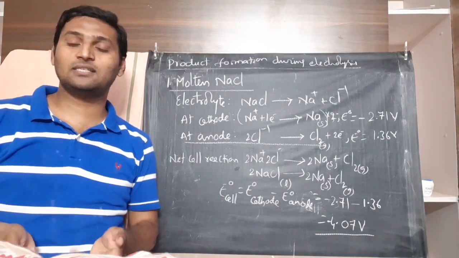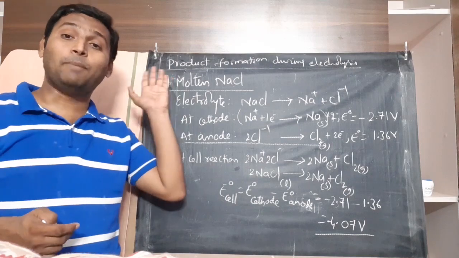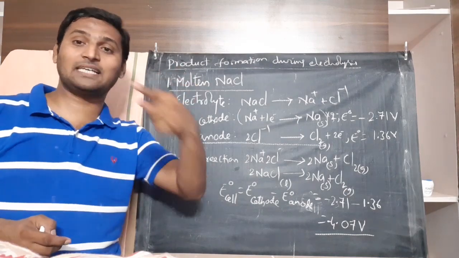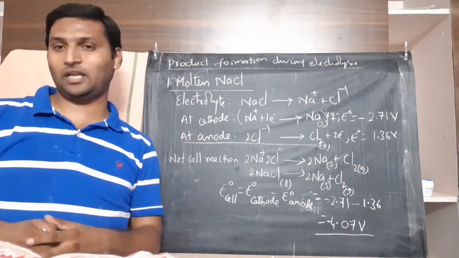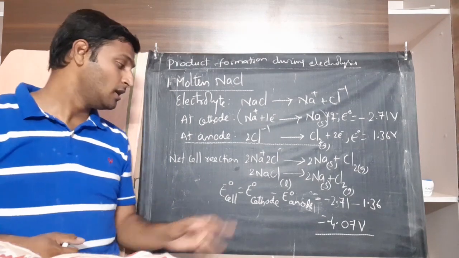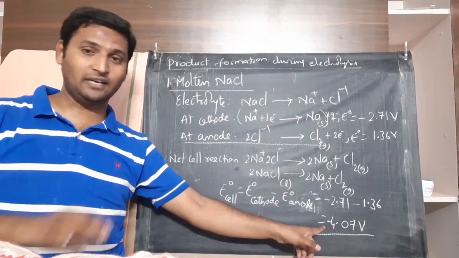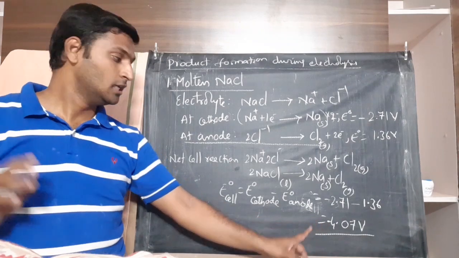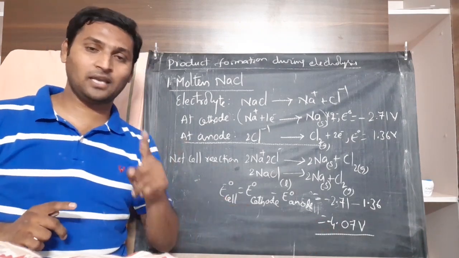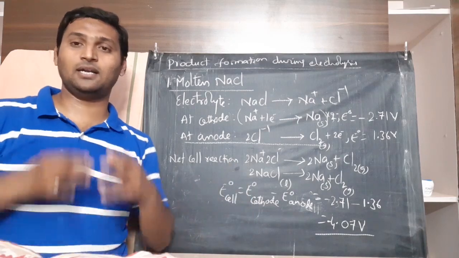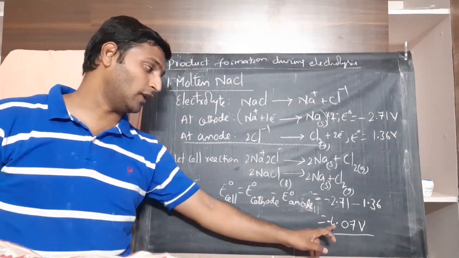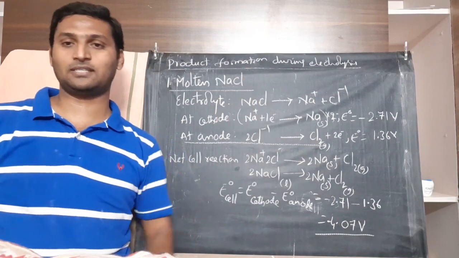By the way, why are we getting the cell potential negative? It is obvious because we have to perform the reaction by passing electricity here. So we are giving voltage here. It is a non-spontaneous reaction. When the cell reaction is non-spontaneous, cell potential is supposed to be negative. We discussed this many times. So cell potential negative, what does it mean? For this process to occur, we have to supply a voltage of 4.07 volts.